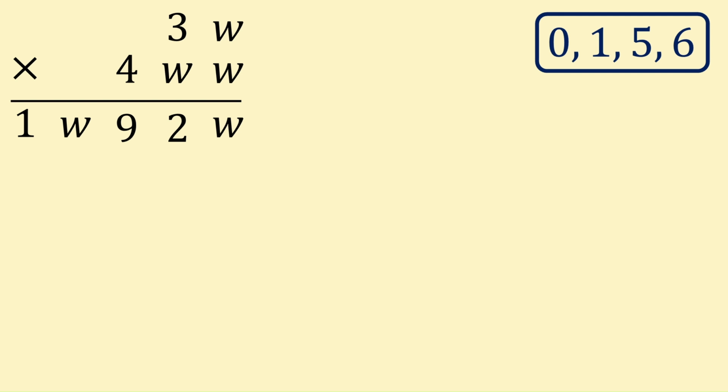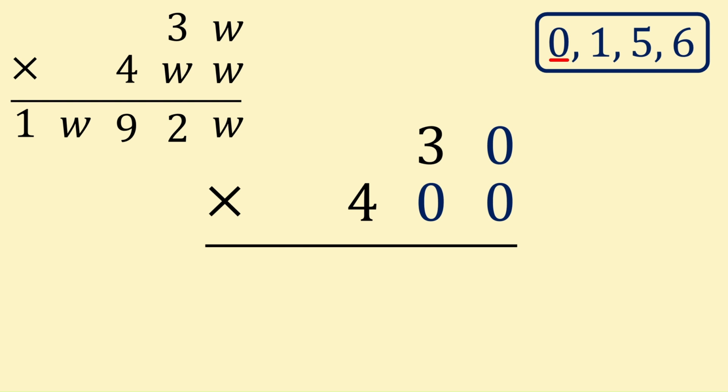Let's take a look at the least possible value of our multiplication. Well, the least possible value of W is 0, so subbing this in to our question equation would be 30 multiplied by 400. We've popped in zeros where the W's are in our question. This gives an answer of 12,000. 12,000 is the minimum possible value that our answer could take.